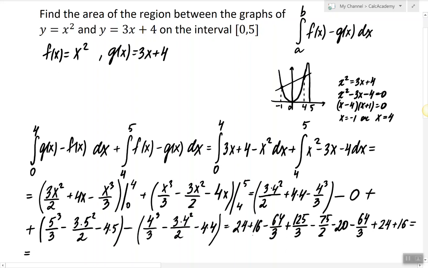Let's collect all the whole numbers. So 24 plus 16 is 40. 80 minus 20 is 60. Let's collect all the fractions with denominator 3. That's negative 128 plus 125 is negative 3 over 3. And negative 75 over 2, which is 37.5. So we have 59 minus 37.5, which is 21.5. So the area between the two given regions on the interval from 0 to 5 is 21.5.